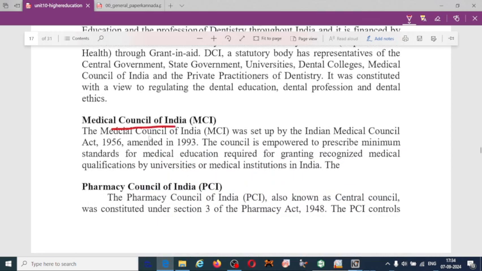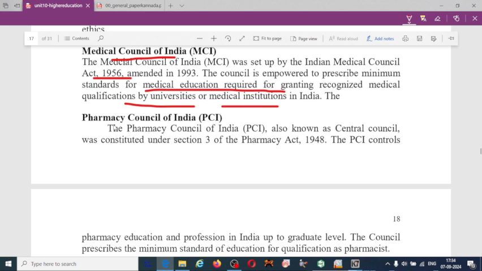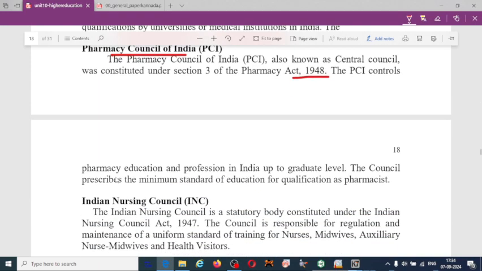Medical Council of India, MCI, was set up in the year 1956 to prescribe minimum standards for medical education required for granting recognized medical qualifications by universities or medical institutes in India. PCI, Pharmacy Council of India, established in 1948, controls pharmacy education and profession in India up to graduate levels.